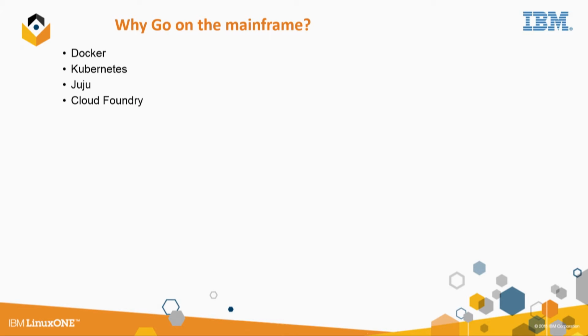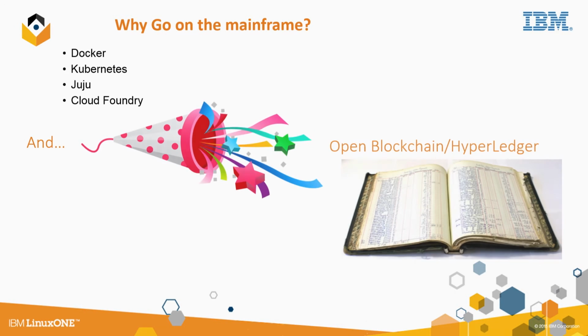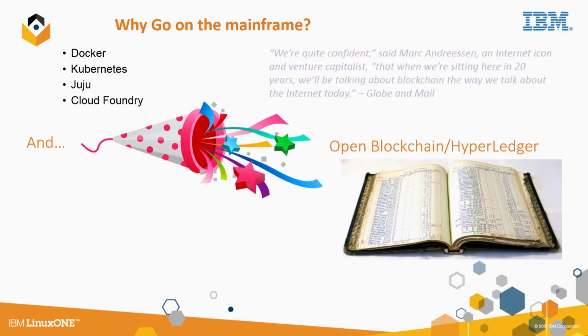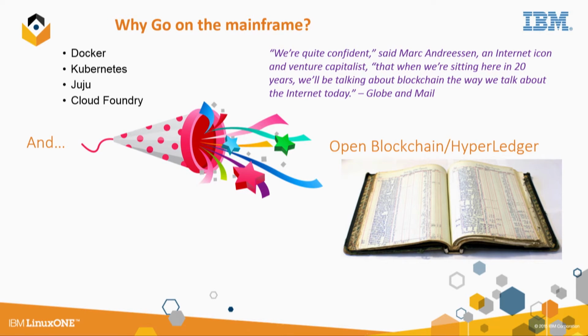OK, so why would we bother putting Go on the mainframe? As I mentioned, we want to have Docker and Kubernetes and Juju and Cloud Foundry and all the things that are written in Go. We want them to work well. But I have to say my main driver over the last few weeks at least has been something called Open Blockchain or Hyperledger. How many have heard of Hyperledger? Not so many. OK. Thank you, Michael. I'm just going to give you a little bit of religion on Hyperledger.